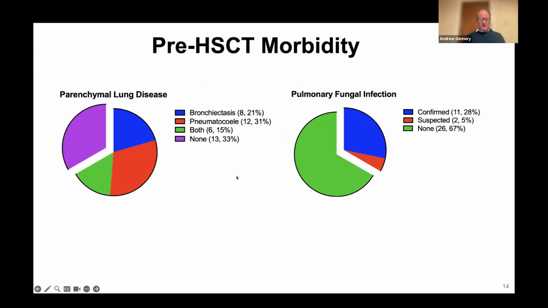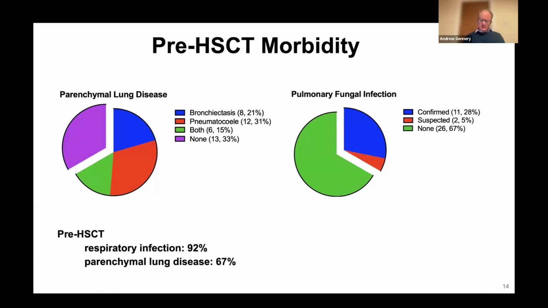If we look at their pre-transplant morbidity, you can see that there was significant lung disease. Many had bronchiectasis or pneumatoceles, or indeed both of those. About a third of patients didn't have parenchymal lung disease going into transplant. A number of patients also had pulmonary fungal infection, which was either confirmed or suspected. And of course, one of the problems once you've got a pneumatocele is that you can get colonization with Aspergillus, which may not cause frank infection, but certainly can cause complications around the time of transplant. So pre-transplant, 92% of patients had respiratory infections, and as I say, 2/3 had parenchymal lung disease. Most of them had skin infection.